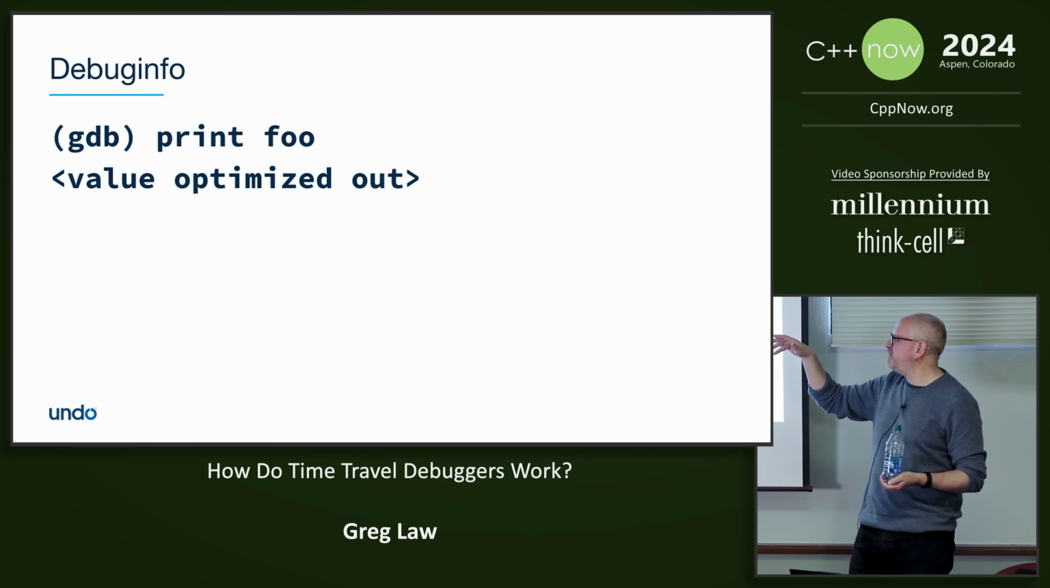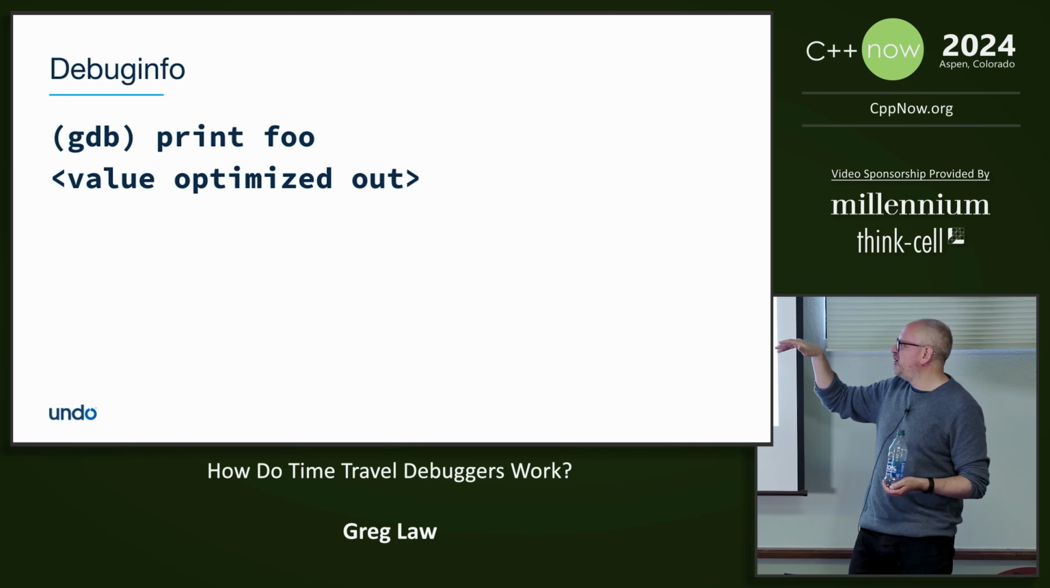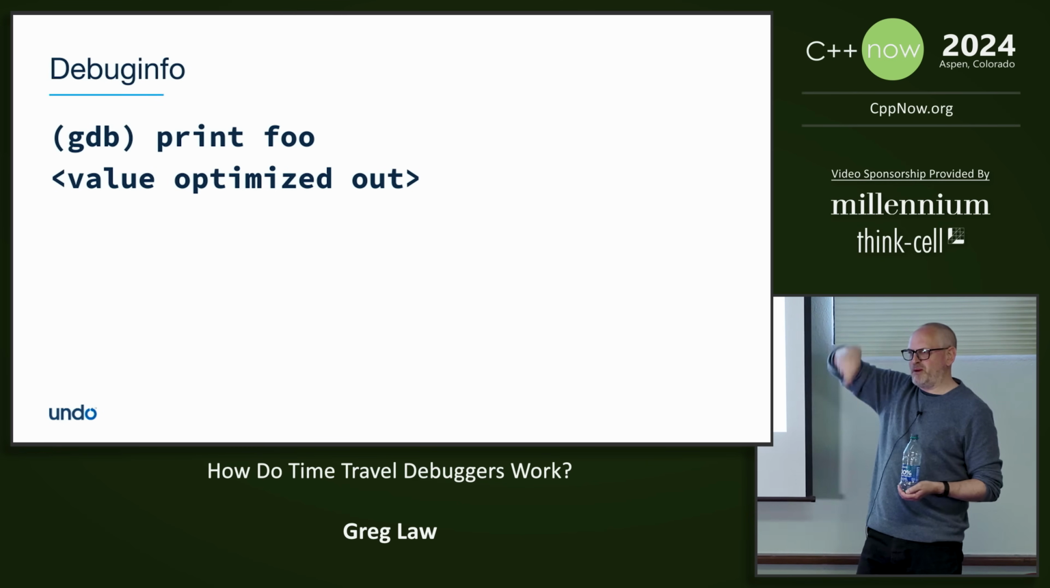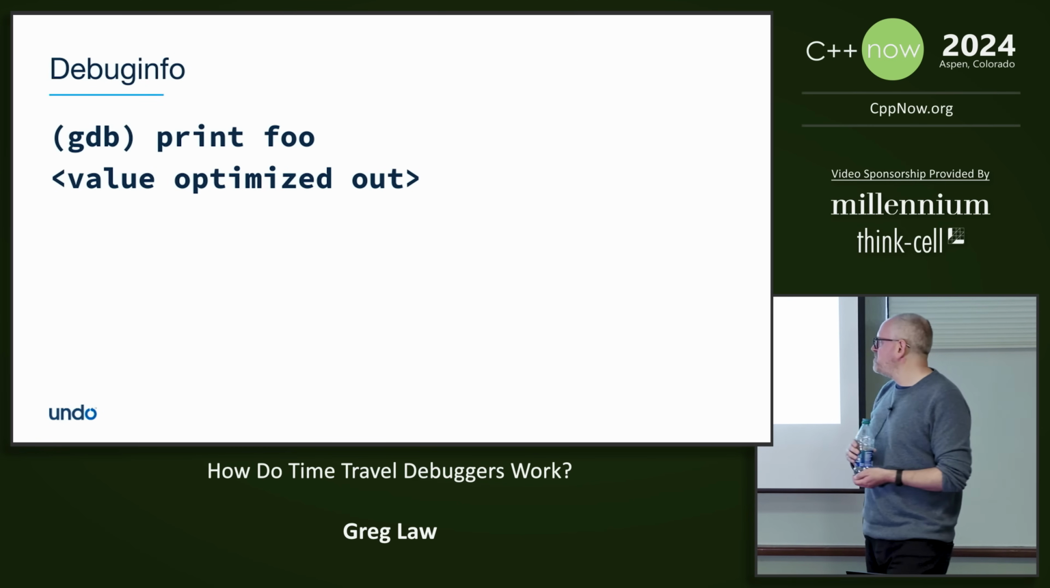We haven't done this yet, but I think we're going to do something: when we see value optimized out, it automatically moves around, up and back and forward a bit, and sees if it can fish it out.